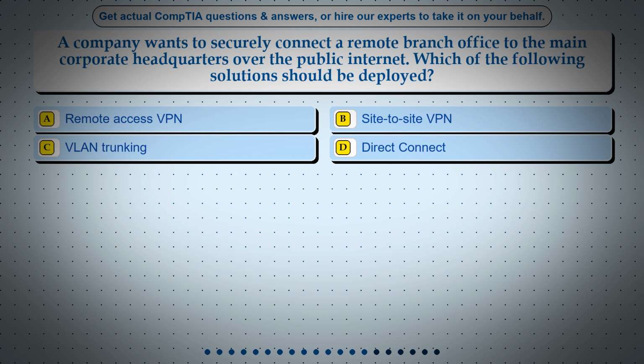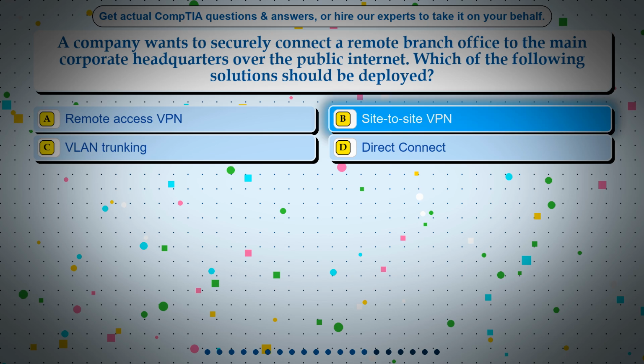Question 14. A company wants to securely connect a remote branch office to the main corporate headquarters over the public internet. Which of the following solutions should be deployed? Option A, Remote Access VPN. Option B, Site-to-Site VPN. Option C, VLAN trunking. Option D, Direct Connect. The correct answer is option B.